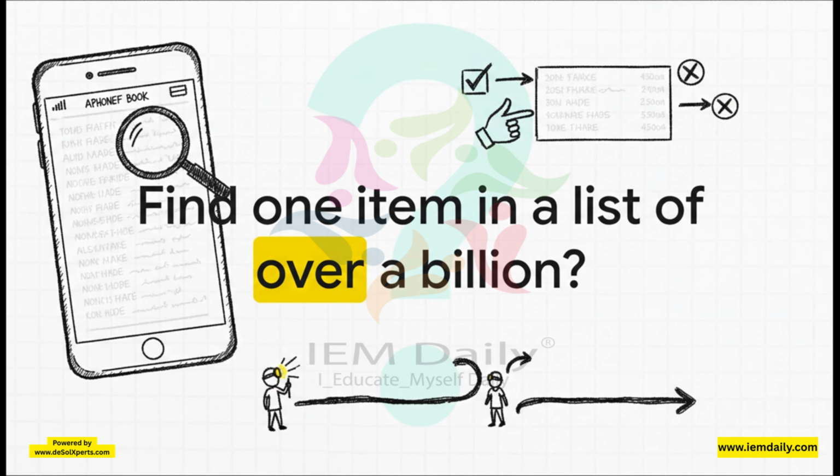So, let's start with a crazy question. Imagine you have a digital phone book and it's got over 1 billion names in it, all sorted alphabetically, and you need to find just one. How would you even begin? I mean, are you really going to start at A and just scroll?